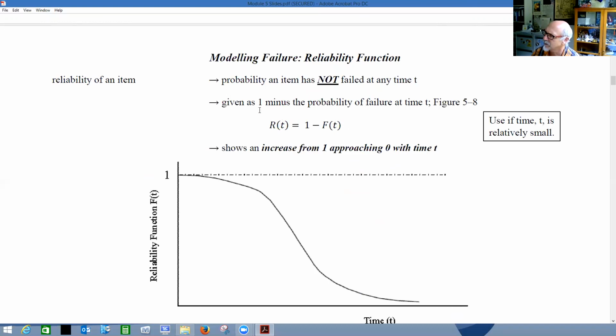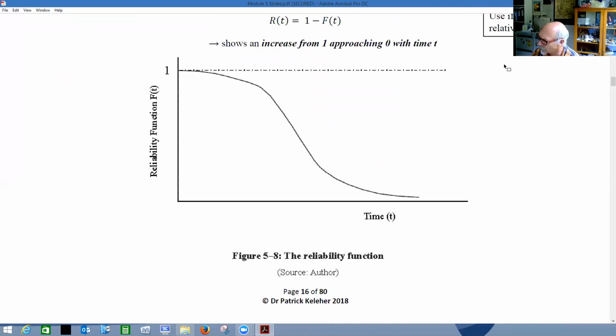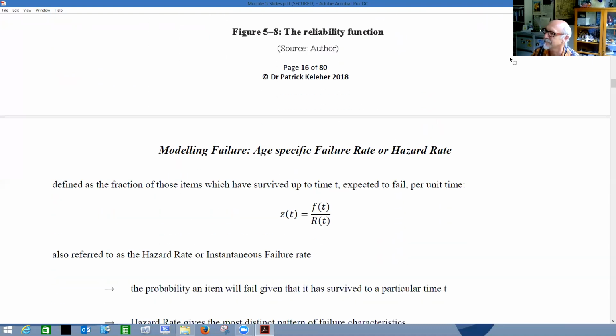For larger time periods, we'll see that it's actually an exponential function, and we'll talk more about that, and the way that we use that exponential function, a little bit further down.